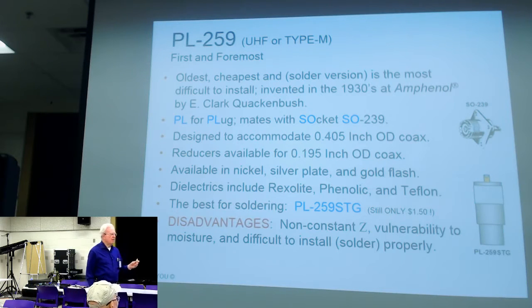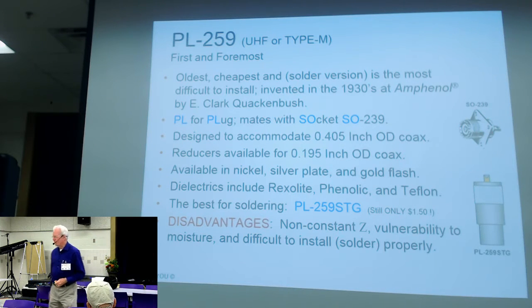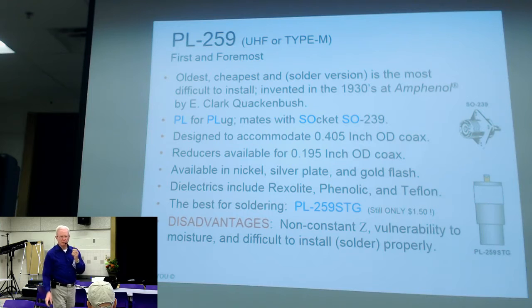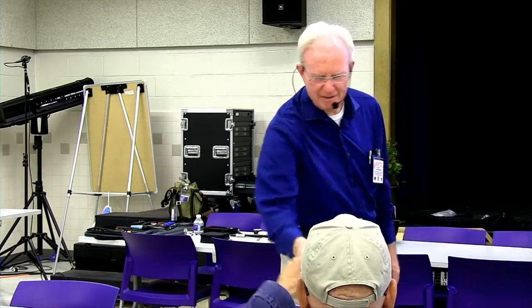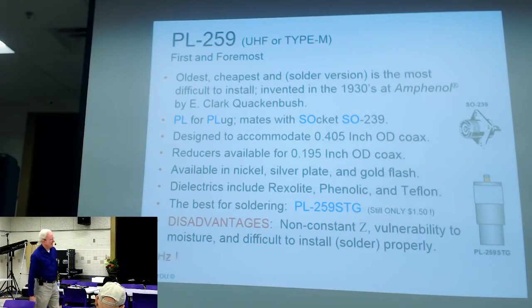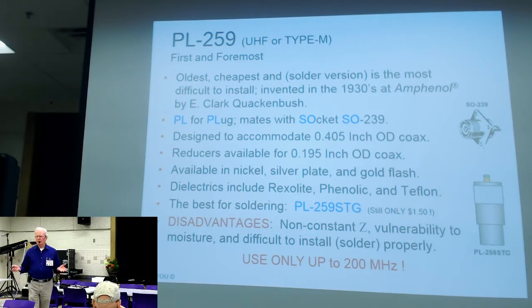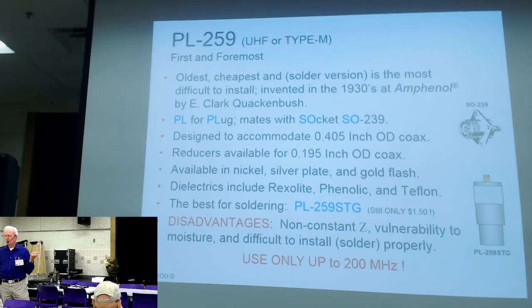And here's the disadvantage of this connector. Non-constant impedance. They leak like a sieve if you don't wrap them. And those of us who have installed them, all you have to do is crimp one time and you will never solder one of these again in your life. Guys, what I'm going to do is strip this back, and I want you to see a perfect solder job for a PL259. I won't tell you who did it, Ray, but there you go. Use only up to 200 megahertz. Yet my 2-meter 440 rig has a SO239 on it. Go figure.